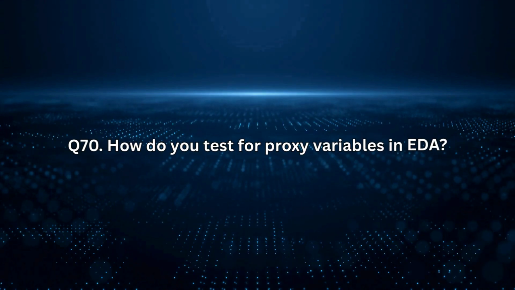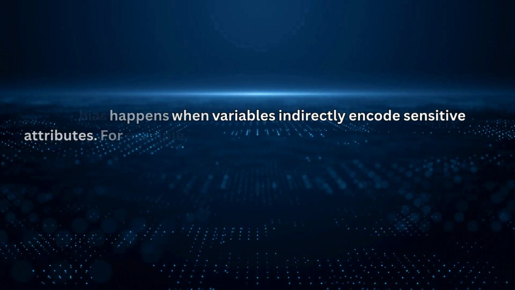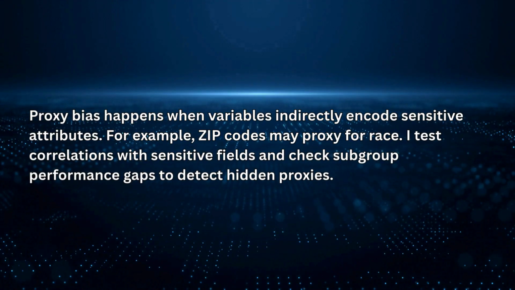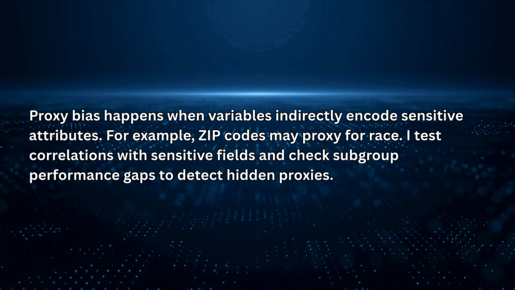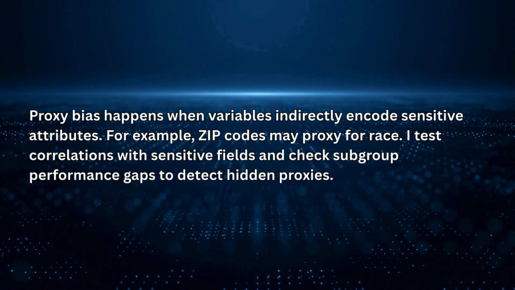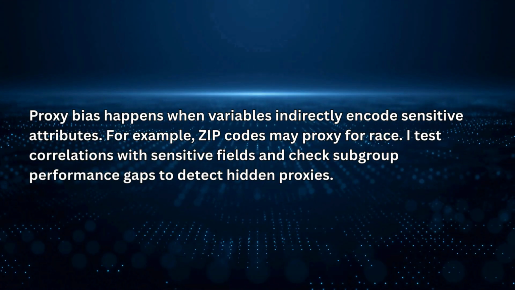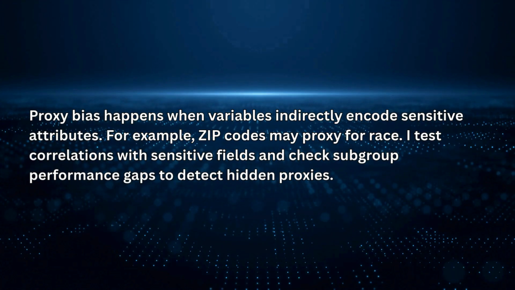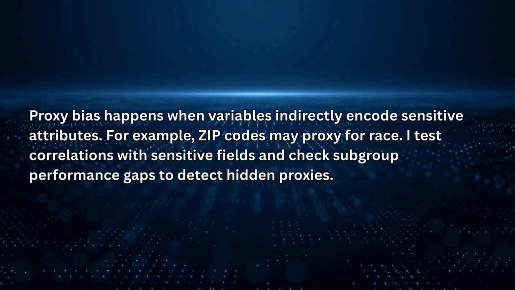How do you test for proxy variables in EDA? Proxy bias happens when variables indirectly encode sensitive attributes. For example, ZIP codes may proxy for race. I test correlations with sensitive fields and check subgroup performance gaps to detect hidden proxies.